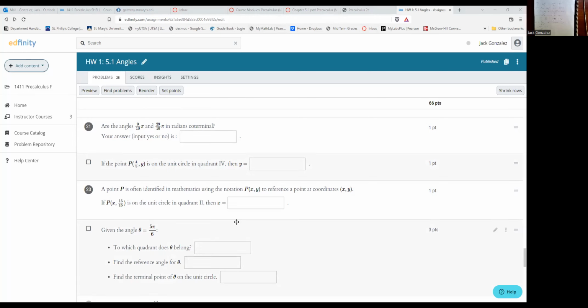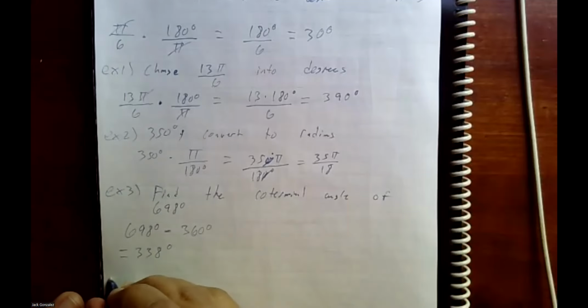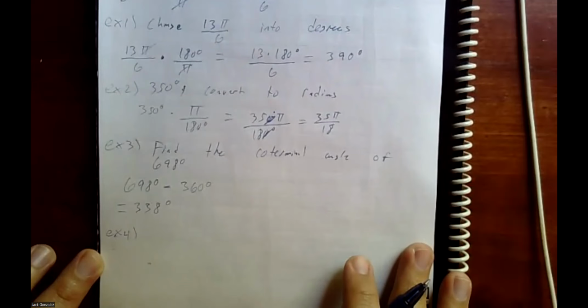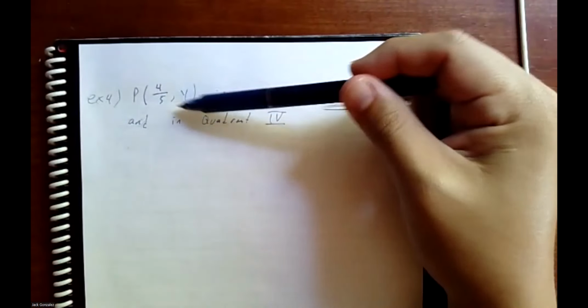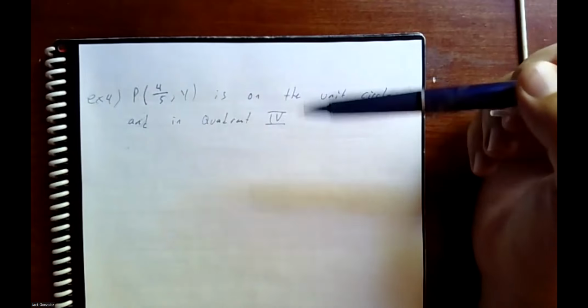Okay. So in this one, you can use the formula or you could use a triangle. Doesn't matter. But I think that they want us to do the formula. So I'm going to do this number 22 right here. Okay, this is question 22. Sorry. So rewrite this again. So 4/5 comma y is on the unit circle.